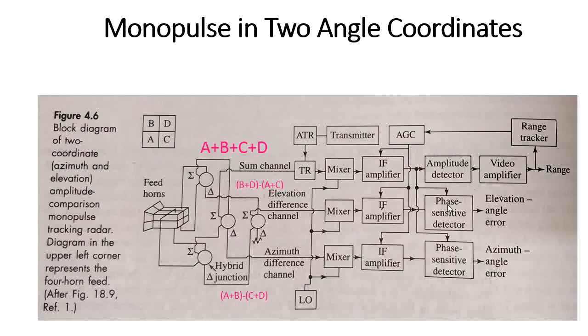And similarly, the phase sensitive detector is nothing but what? In order to calculate the error between the sum signal as well as the difference signal. The difference signal is what here? The difference signal is nothing but by calculating the elevation angle or azimuth angle. We need to calculate two values, either elevation angle or azimuth angle.